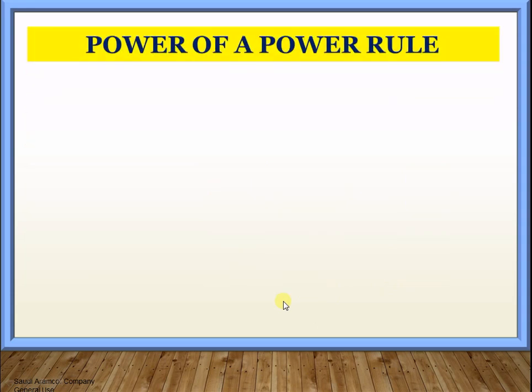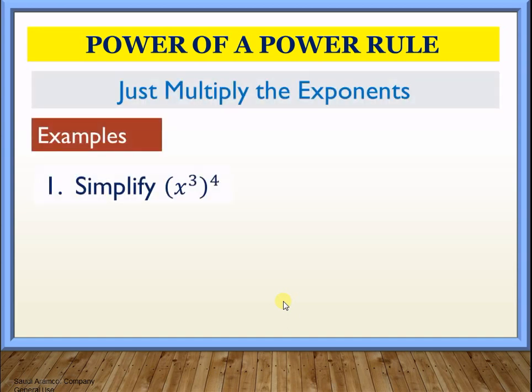Next rule. Power of a power rule. Just multiply the exponent. If the expression like this is raised to another power, all we need to do is to multiply these two. Let's see. So x is raised to 3 times 4. Final answer is x raised to 12.